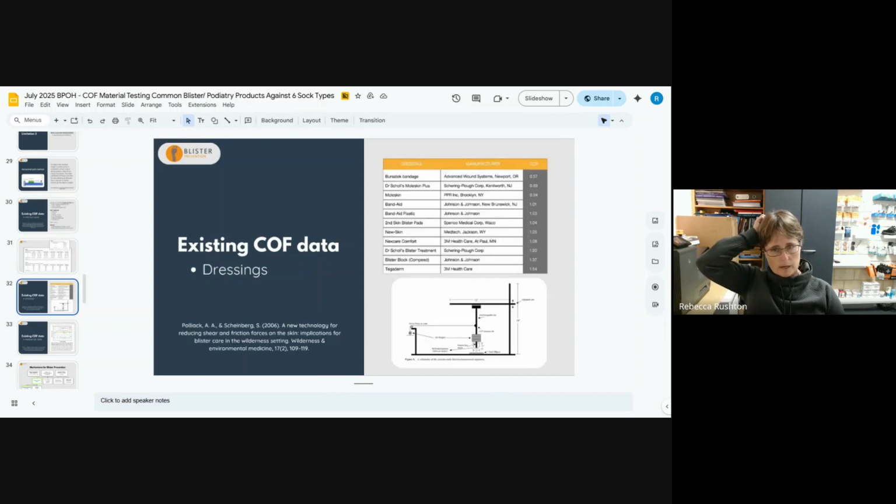There's also some data from Polyak and Scheinberg. They came up with this Bursatec bandage, which is a blister dressing. I've never actually seen these in real life, and I don't really know if they're even available still. But anyway, they tested the coefficient of friction of a number of other dressings, and theirs was a very low coefficient of friction compared to the others.